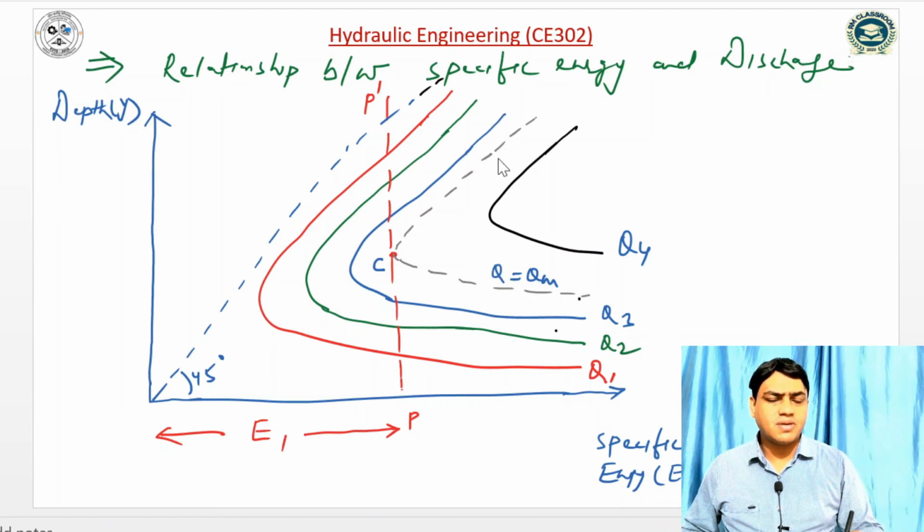This is the maximum possible flow in the channel. So for a given specific energy, we have to derive the relation. What is the relation for the maximum discharge for a given value of specific energy? That is what I am going to derive.